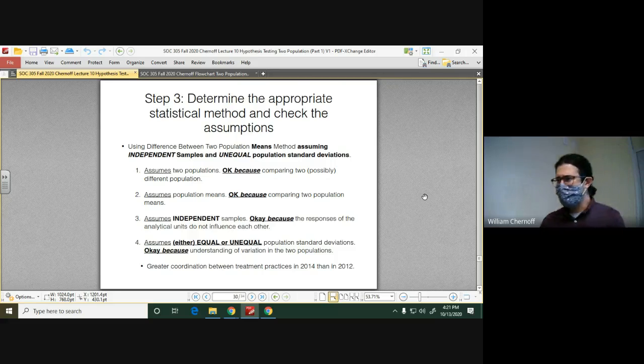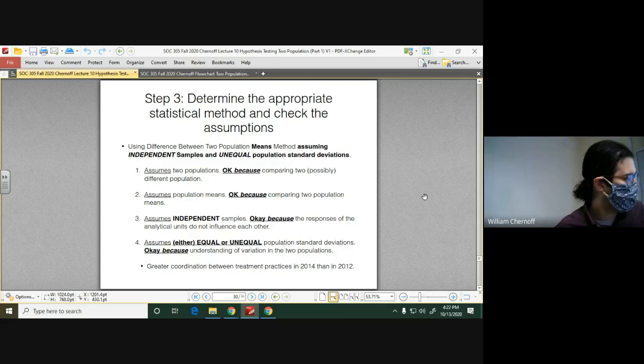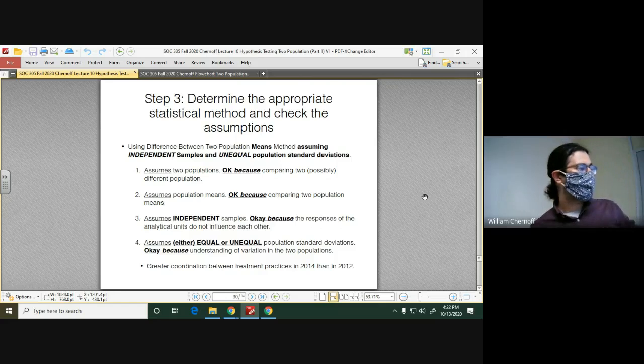Four, we then have to pick which path we go down, whether it's the equal population standard deviations or the unequal population standard deviations. In this case, we're going down the unequal population standard deviations path. Again, we get this idea that there's going to be some kind of greater coordination in the provision of services and treatment in 2014 than 2012. So we're going to expect a lot more consistent results than in 2012.